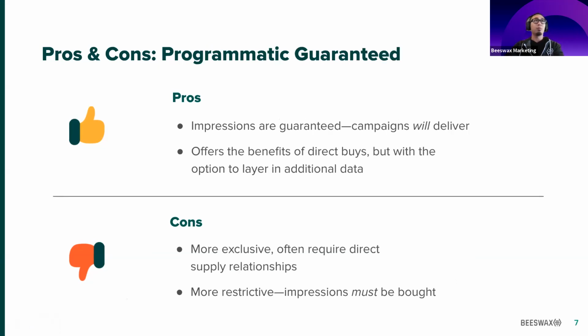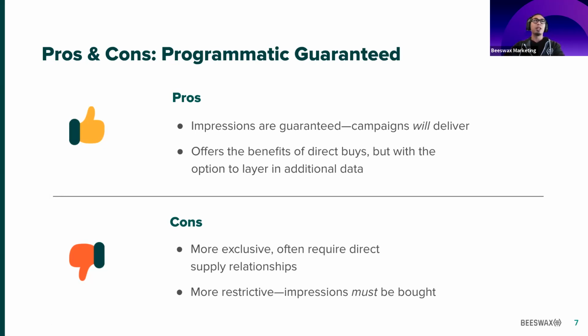Let's quickly talk about programmatic guaranteed. The benefit of programmatic guaranteed is that the impressions are guaranteed. Campaigns will deliver. That said, the way programmatic guaranteed works is that a publisher literally reserves inventory for the buyer. As a result, it's very similar to a direct buy, but it does travel through programmatic pipes.